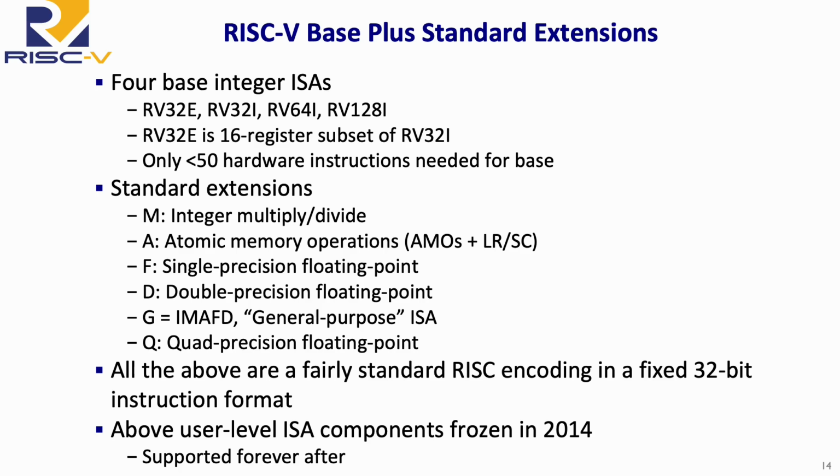And then there are standard extensions, so there's the M extension, which is integer multiply and divide. There's atomic operations, single and double floating point. So in fact, I, M, A, F and D together form what they tend to refer to as the general purpose instruction set. And then you can add extensions on top of that, for example, quad precision floating point and various vector extensions and lots of other things.